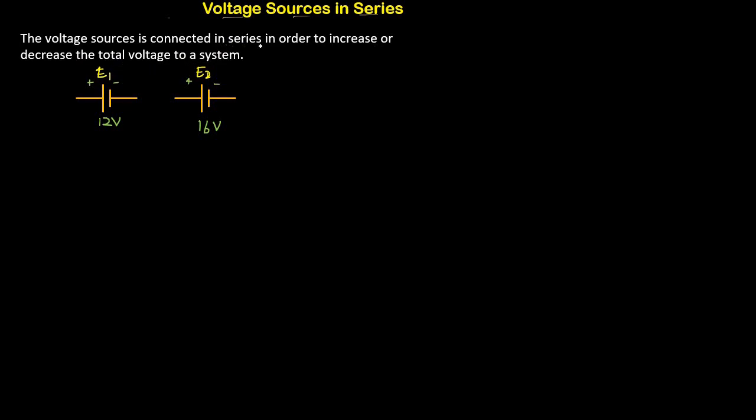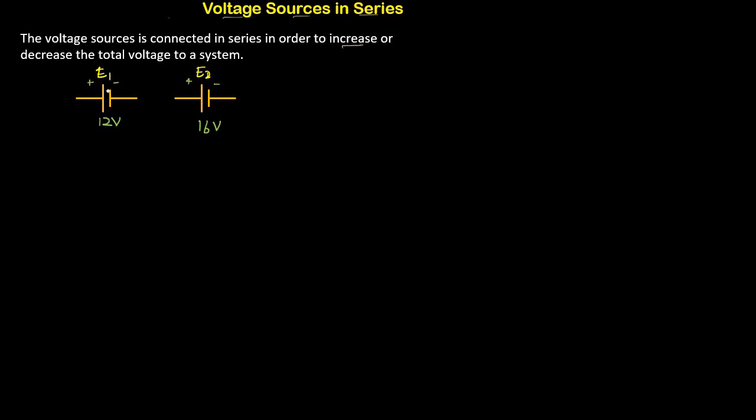We will soon understand how we connect two or more voltage sources in series in order to increase or decrease the total voltage to a system. To understand this in a more brief way, let's take an example. If we have two batteries available in our laboratory and we need a total of 28 volts for our analysis, how do we connect these two batteries in order to obtain a total of 28 volts?